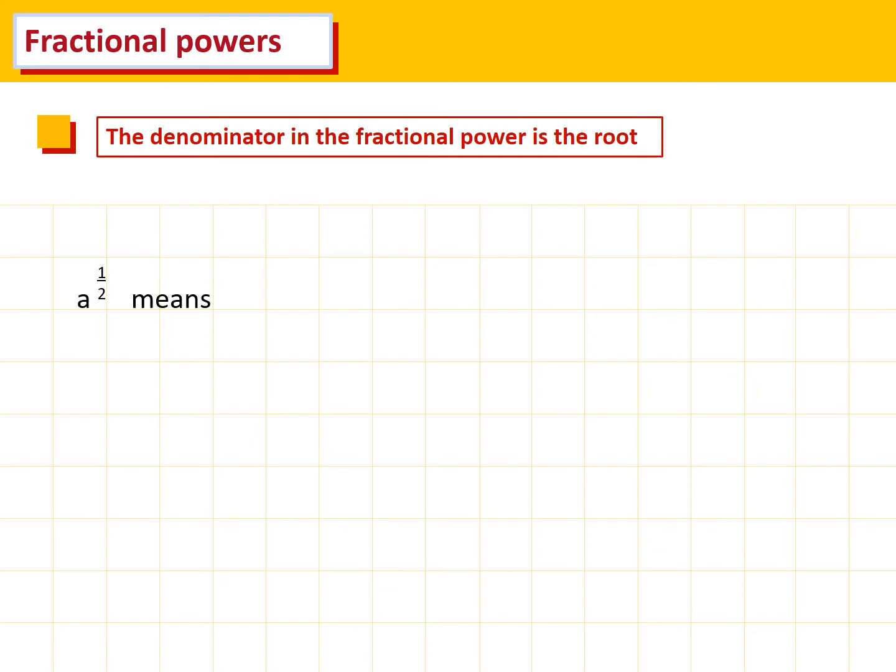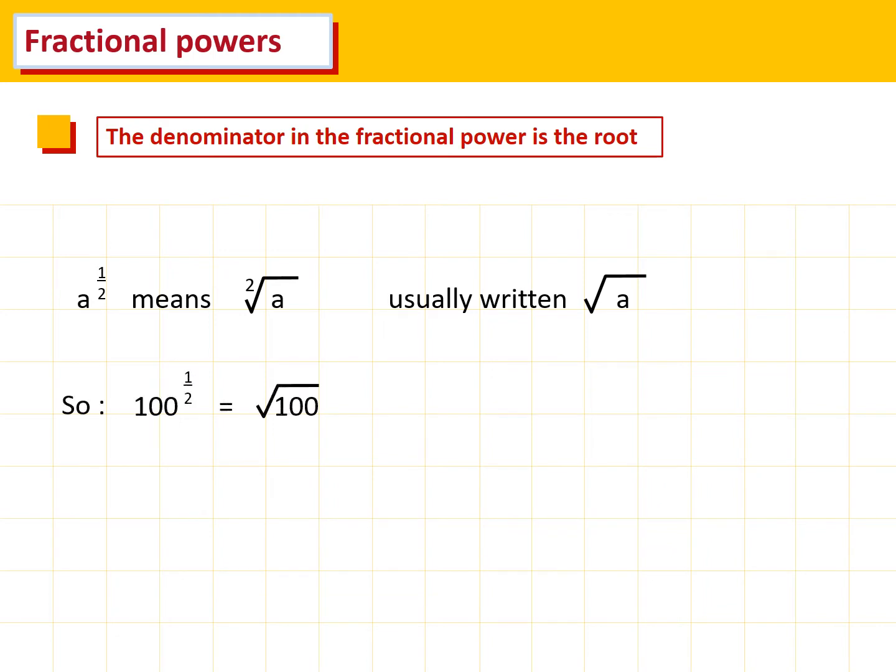So what does that mean? Well, in the power of a half, 2 is the denominator, and that means it's the square root of, or the second root of. So a power of a half means the square root of. We don't normally put the 2 in the little tick box, we just normally write that as the square root of a. So 100 to the power of a half means the square root of 100. And the square root means what number squared gives us, in this case 100, and the answer to that is 10.